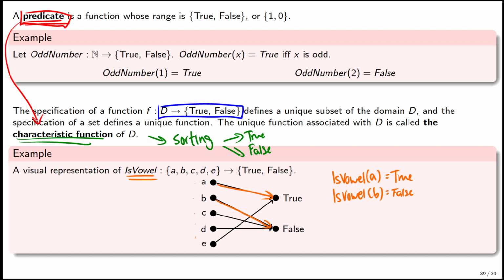For instance, the example I gave here is odd number, and it takes any of the counting numbers from 1 to infinity, and it says either it's odd is true or it's odd is false. So if I put odd number 1, it's true because 1 is odd. If I take odd number 2, that's false because 2 is not odd. So we can imagine a big list of numbers with a true or false on the right. Every time it's odd, it gets mapped to true, and every time it's not, it gets mapped to false.